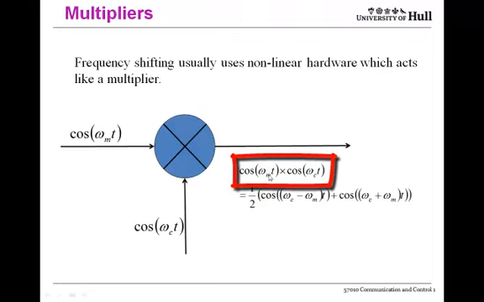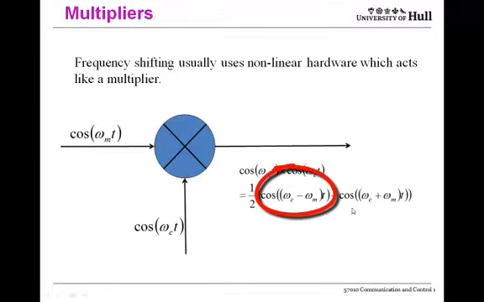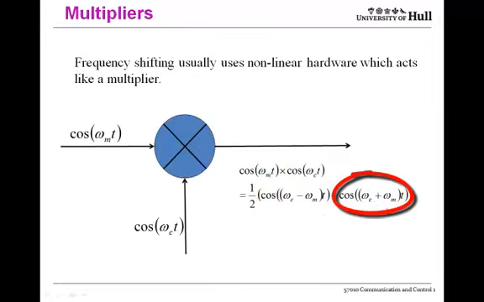If you multiply two cosine terms together, then the output can be written as a sum of two cosines, one at the difference frequency and one at the sum frequency. For transmitters, we usually want this element because this is at the higher frequency. And at receivers, where we want to demodulate, we want the lower frequency, so we want this term. So a transmitter will filter out the low frequency term, and a receiver will filter out the high frequency term.